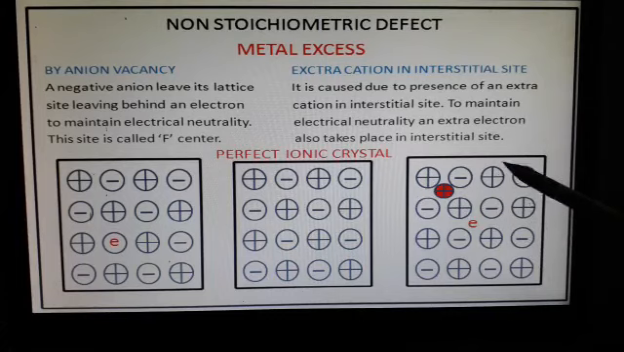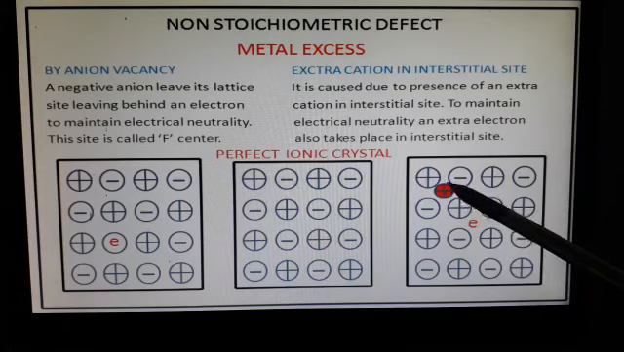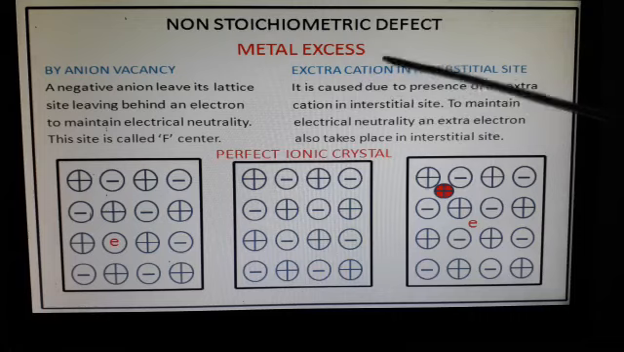So now count the total number of cations, it is 9. Total number of anions is 8. So the ratio of ions is 9 and 8. So this is non-stoichiometry. But to maintain electrical neutrality, one electron is trapped in the interstitial space. So total number of plus is 9 and total number of minus is 9. It is electrically neutral. So this is known as extra cation in interstitial site. This is metal excess defect.